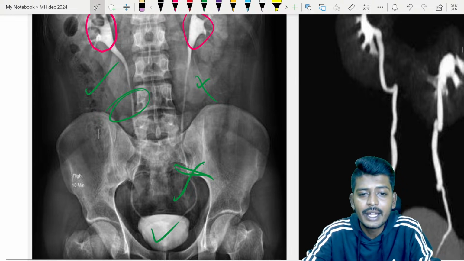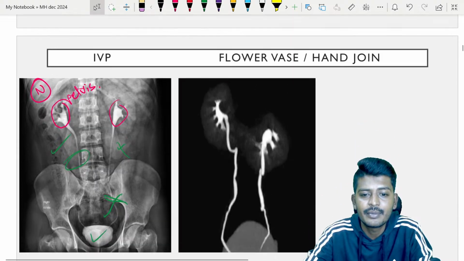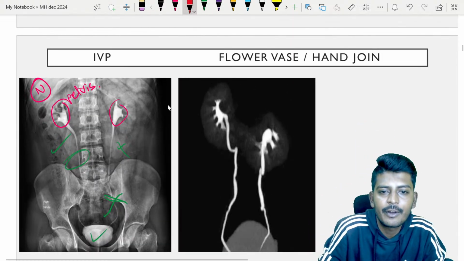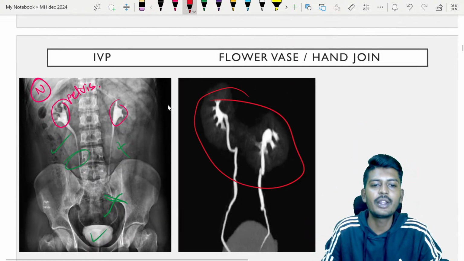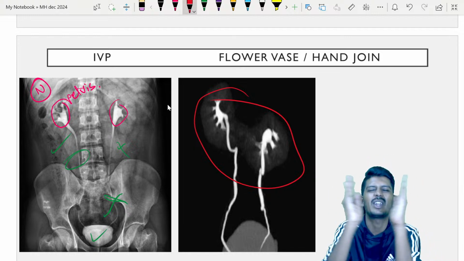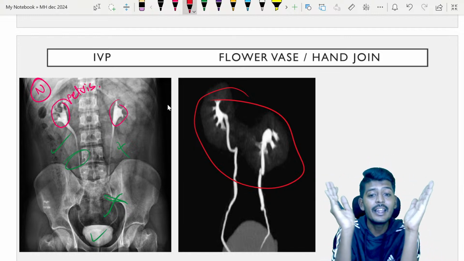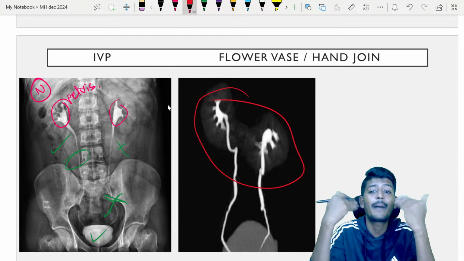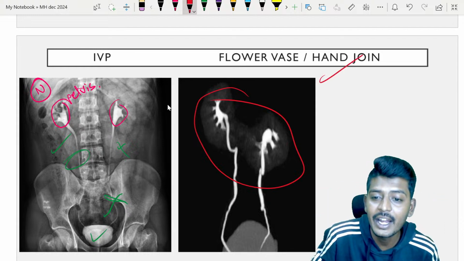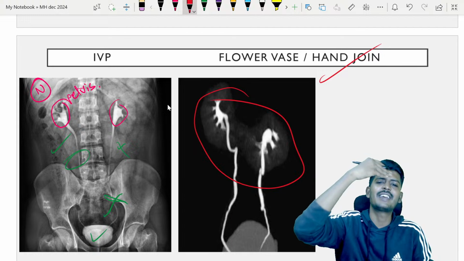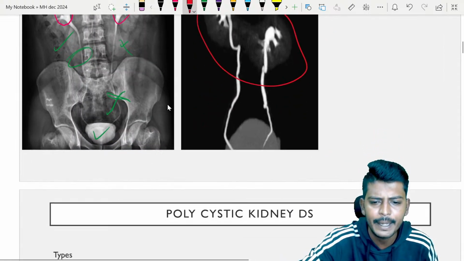Now when we look at here, this is one of the appearances which looks approximately like a flower vase appearance, where both of them have come closer. The renal pelvis, as it comes closer, gives an appearance of flower vase or hand joining sign, and this hand joining sign has been asked many times, so be prepared with it.